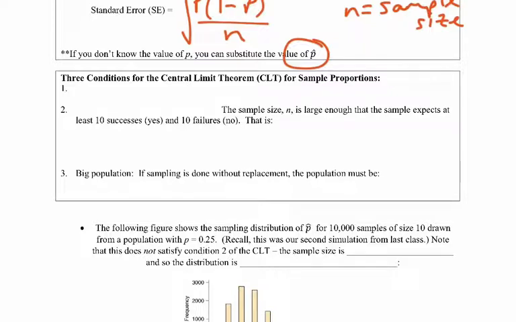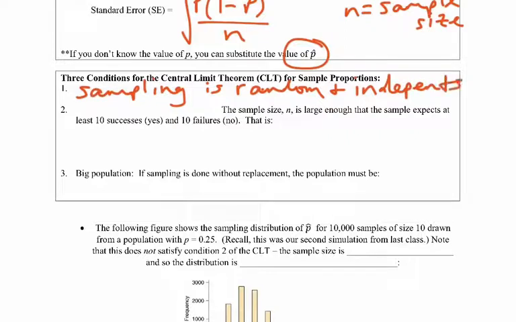So that's the first condition, is that sampling is random. So they have to tell you it's a random sample, and independent. So the elements of the sample have to be independent from each other. Okay. The sample has to be large. So how large? So we must have a large sample.